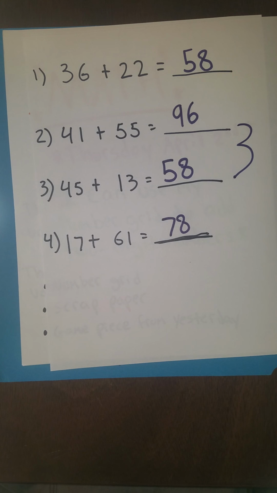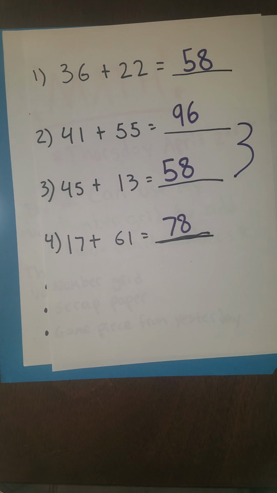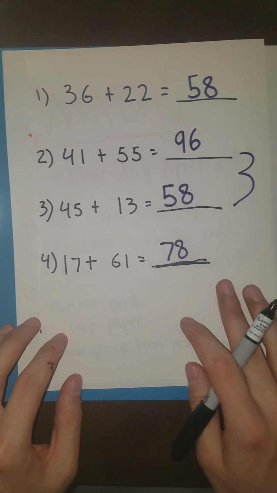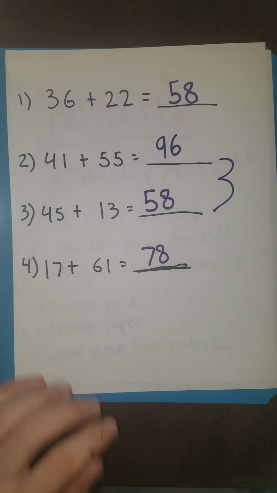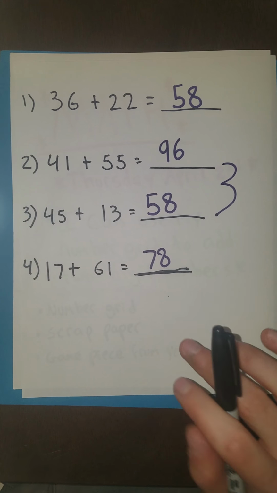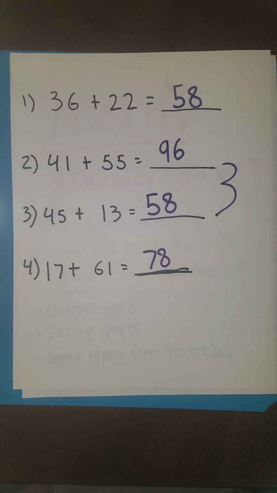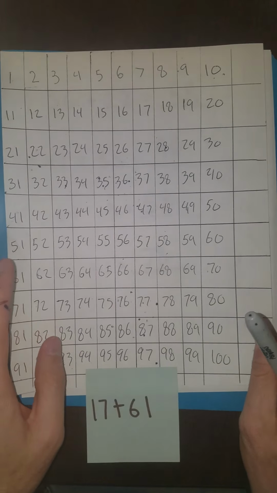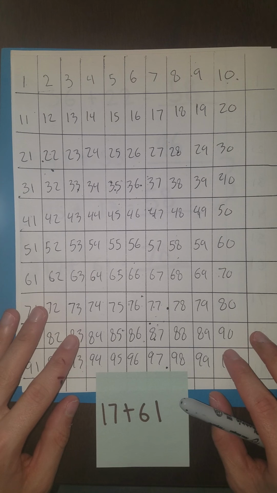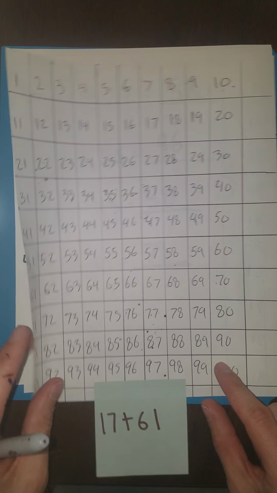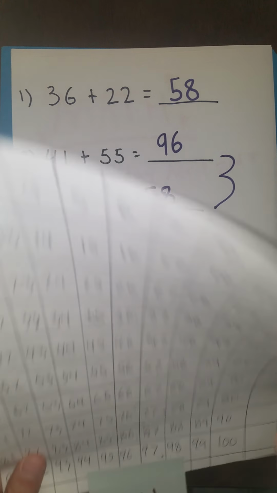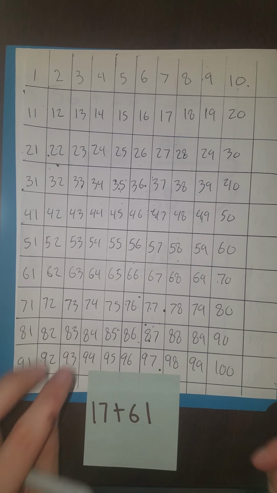Welcome back. Now when I took my jumps and my hops to solve 17 plus 61, I got 78. So give me a silent me too if you also got the answer 78. And if you didn't, let's double check to see where we could have made some mistakes. So I have 17 plus 61.